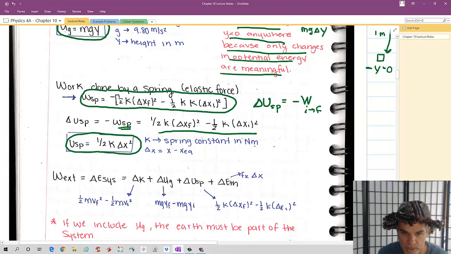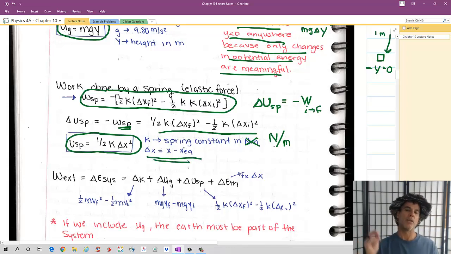K is the spring constant. This is wrong, it shouldn't be newton meters. It's newtons per meter. And delta x is how much the spring is stretched or compressed from equilibrium. And that's really chapter 10 new stuff in a nutshell.